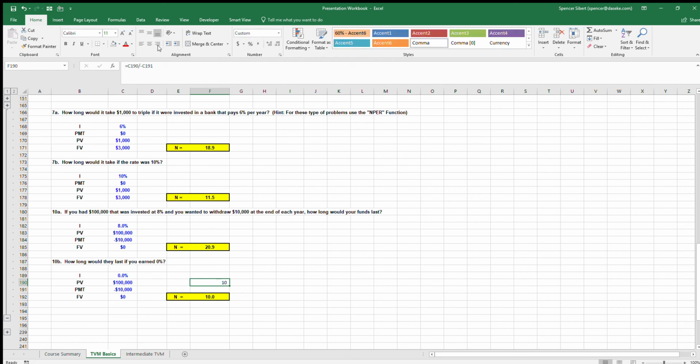This one's simple because it's zero interest. If you have a zero interest calculation, generally it's a straight line. You don't really have to use any of these fancy Excel calcs or any fancy formulas to figure out what it is.